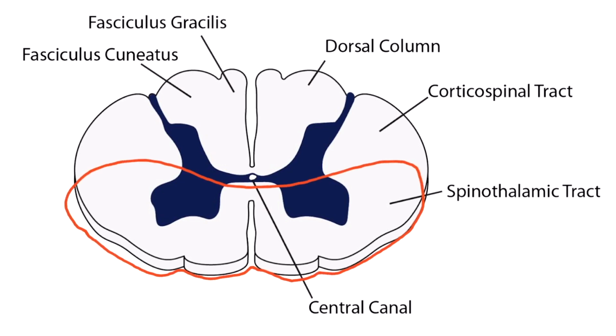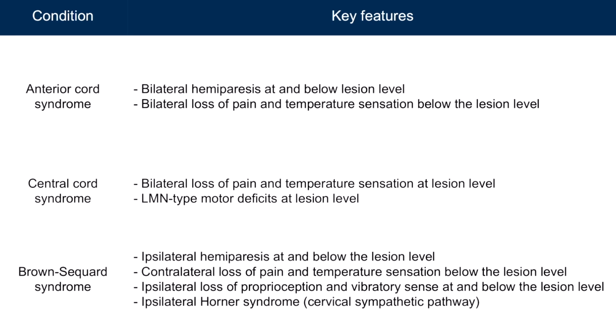It involves disruption of the spinothalamic tracts, the corticospinal tracts, and the anterior horn cells on both sides. Let's get back to our table. The anterior cord syndrome manifests with bilateral hemiparesis at and below lesion level due to injury of corticospinal tracts and anterior horn cells. Also, there is bilateral loss of pain and temperature sensation below the lesion level due to injury of spinothalamic tracts.